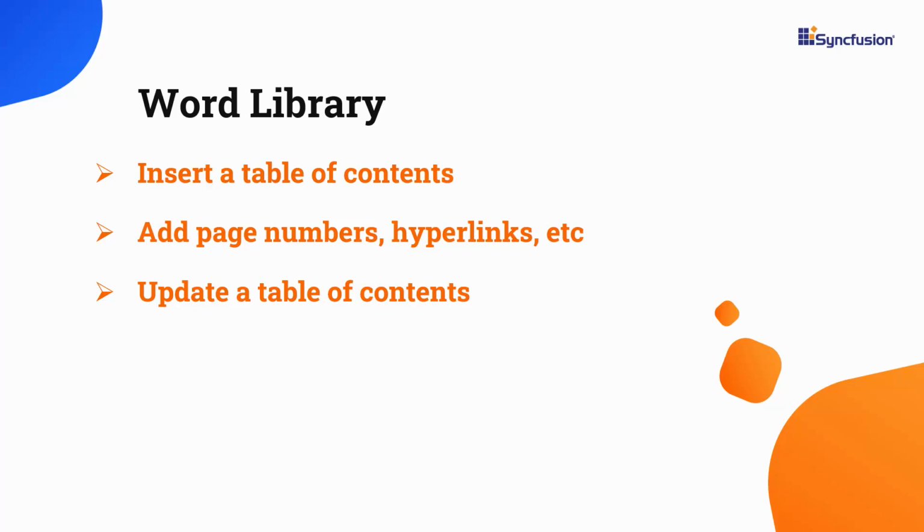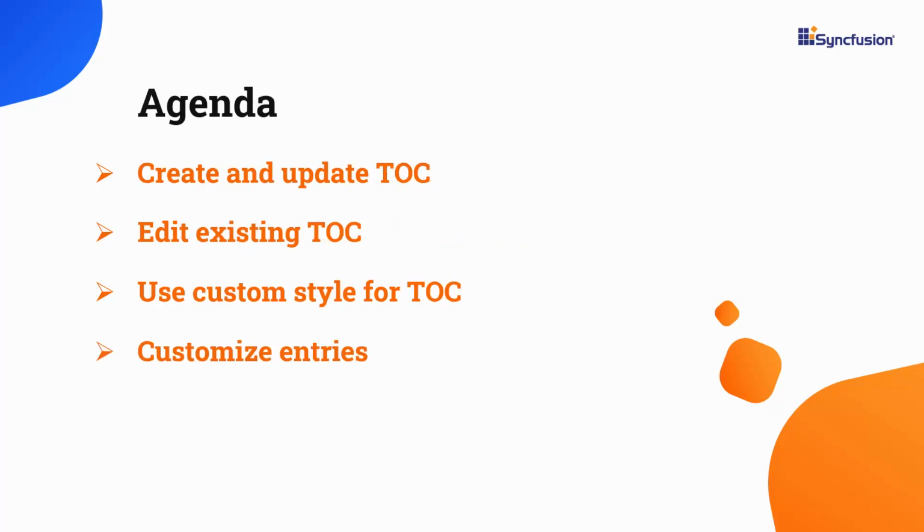The Word Library, also known as DocIO, allows you to insert a table of contents, include page numbers, add hyperlinks, and specify the outline levels. In this video, I will be demonstrating how to create and update a table of contents based on default heading styles. I will also show you how to edit the existing table of contents and create a new one based on custom styles. Finally, I will explain how to customize the format of the table of contents entries.